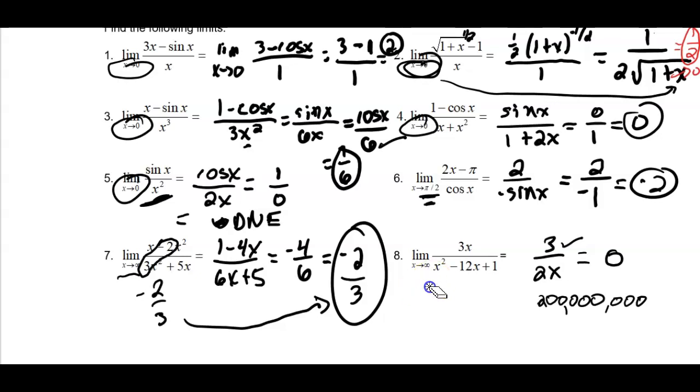Same thing we would have gotten if we would have just used our shortcut rule, where here we have a degree of 1, here we have a degree of 2. The larger degree is in our denominator. When that was the case, our limit was always going to be a 0. Okay, now it kind of looks like a 6. All right, so that's L'Hopital's rule.